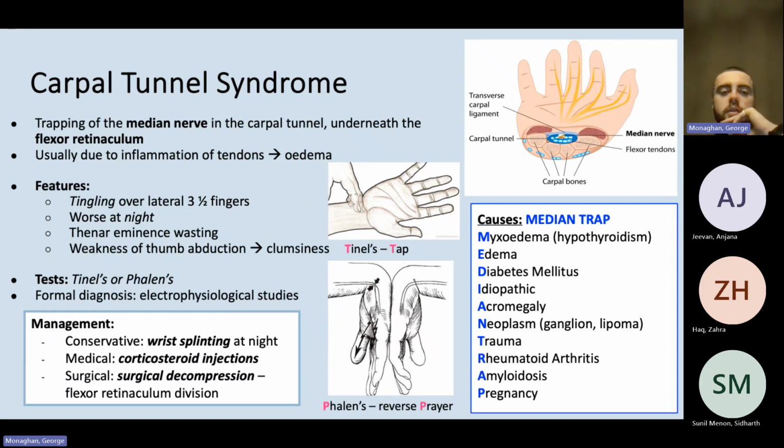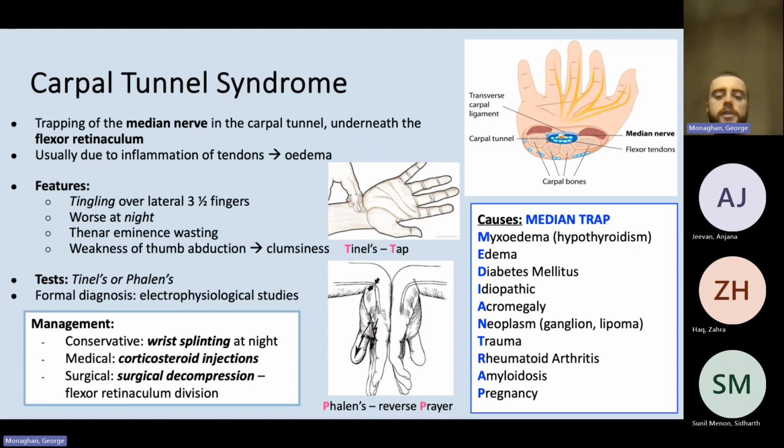So electrophysiological studies are the mainstay of diagnosis, but it can also be clinical. If these things are positive and you're having the other features above, and you have one of the main causes, so a risk factor, then it could be a clinical diagnosis that you have carpal tunnel syndrome.